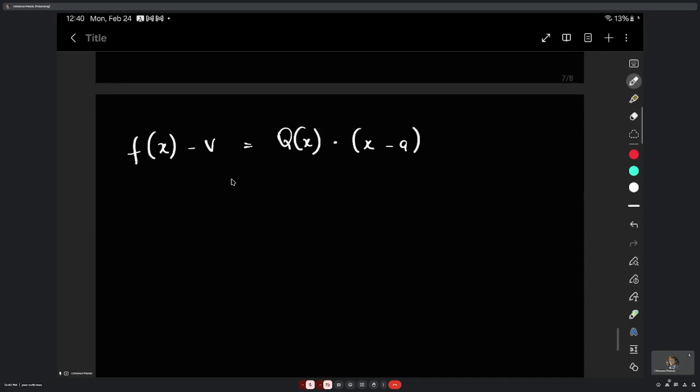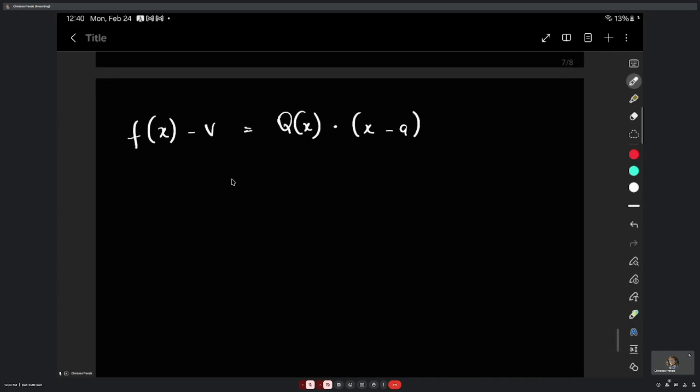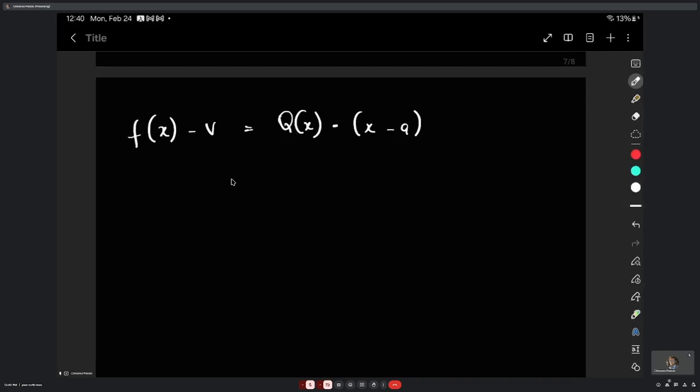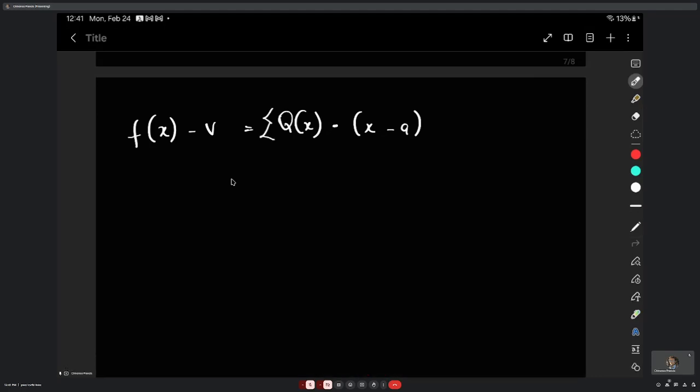When we are dealing with multiple variables, then we still have f of x, which is the original polynomial. And when we subtract v, we are going to get q of x and x minus a, right? But then this is now going to be a summation over the number of variables we have.